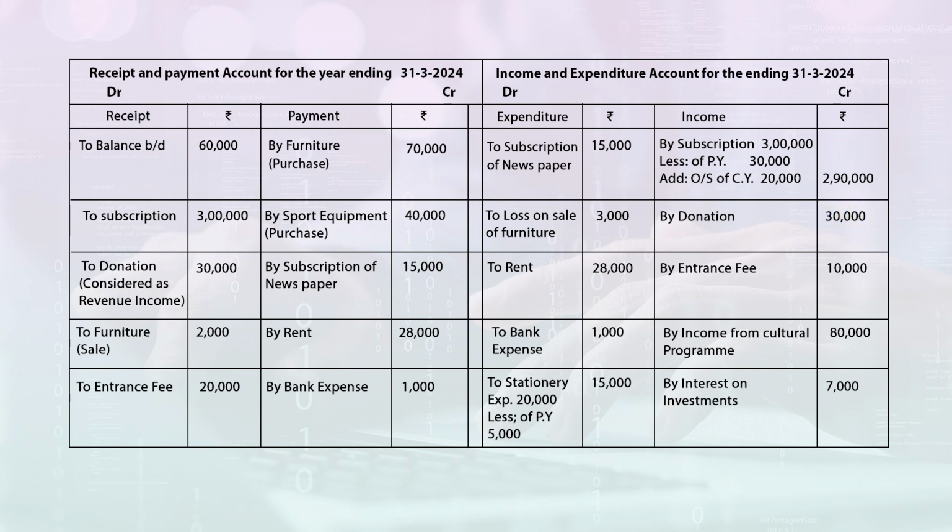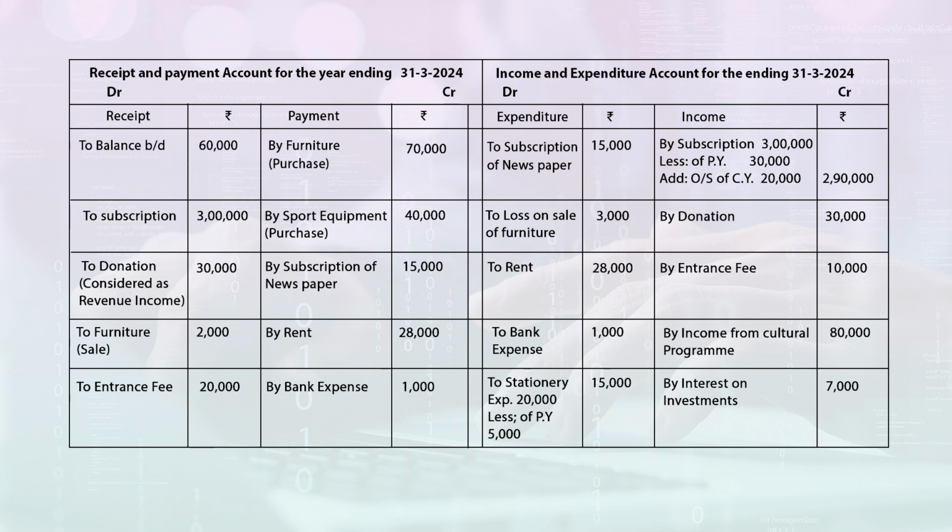Moving on, there is the entry for furniture which is sold at rupees 2,000. Then there is entry pertaining to entrance fees of rupees 20,000. On the debit side of receipt and payment account, rupees 20,000 is recorded.